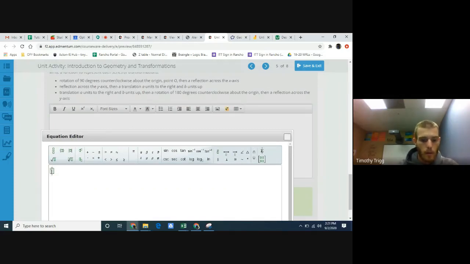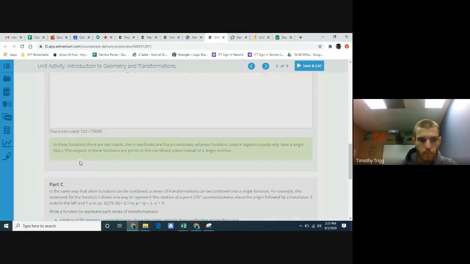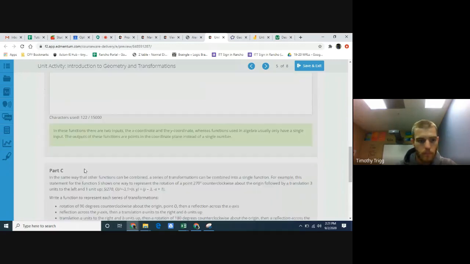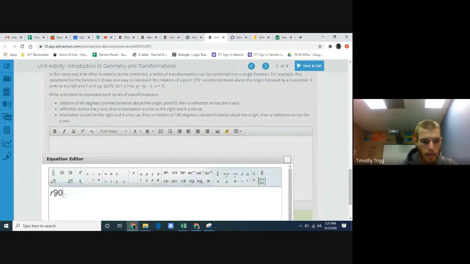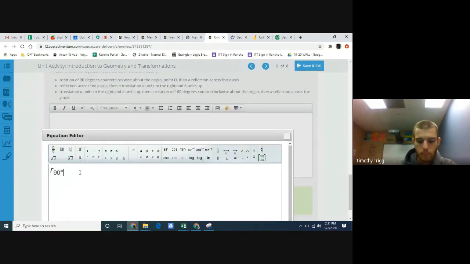So for this one, it's going to be a rotation and a reflection. So it'll be a rotation 90 degrees. And then we're going to use this symbol. We'll just use this symbol for now. And then a reflection across the x-axis.